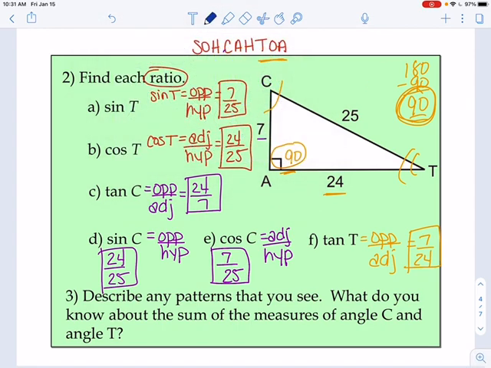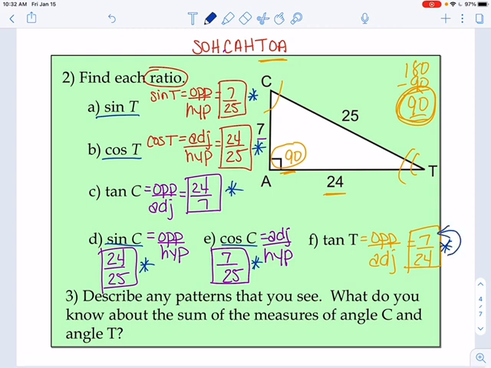One other thing that I notice is that some of my ratios are the same here. For example, I have 7 over 25 here, and 7 over 25 here. Sine of T is 7 over 25, and the cosine of C is 7 over 25. Look at this one here, 24 over 25. That happens one more time right here: 24 over 25, the cosine of T and the sine of C. And the other thing that you can see here is this and this are reciprocals of each other.